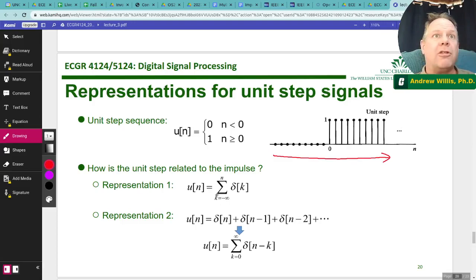So as such, u of n is the integral of delta of k, the integral from minus infinity to n of delta of k. So this is the integral relationship between the step function and the delta function. You can write a step function as a sum of delta functions. Similarly, you can write out all of the different terms this way.